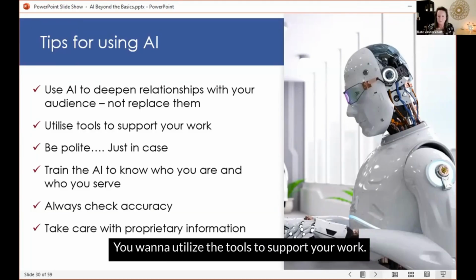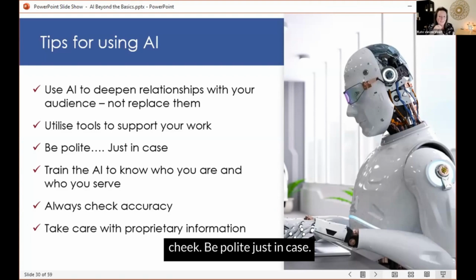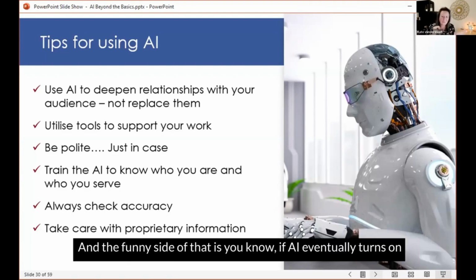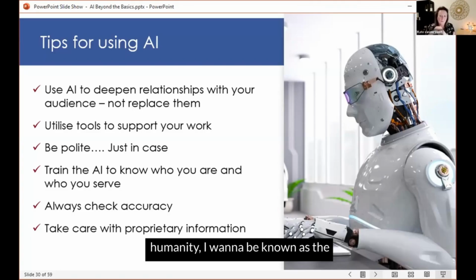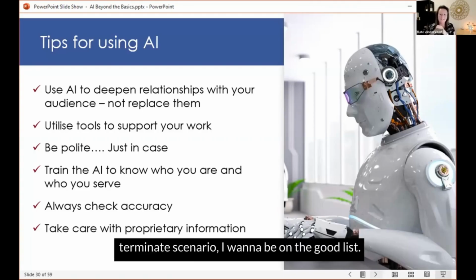You want to utilize the tools to support your work. I always say, lots of people are saying it now, tongue in cheek, be polite just in case. The funny side of that is, if AI eventually turns on humanity, I want to be known as the one that was nice to ChatGPT. If we end up in a Terminator scenario, I want to be on the good list.